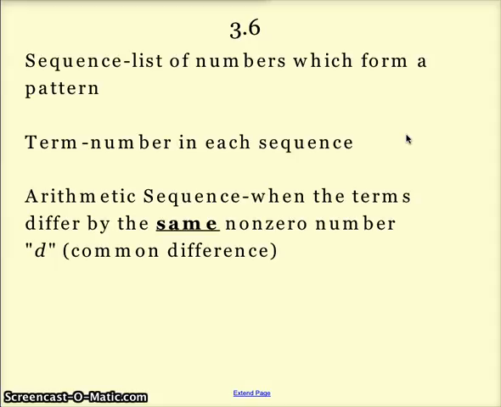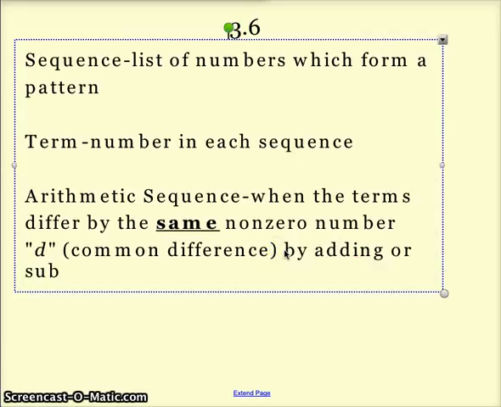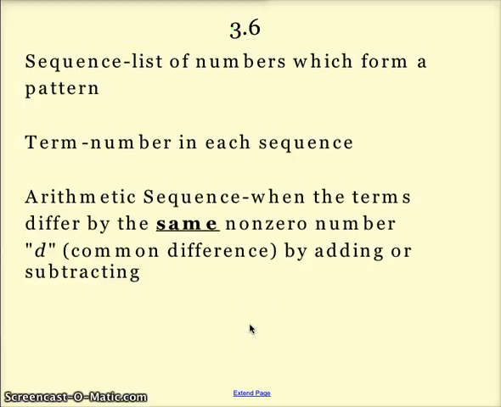This is when the term differs by the same non-zero number, which we call d, the common difference. What you have to make sure is that the common difference is by adding or subtracting. So please highlight this, because if it multiplies consistently by the same number, that is not called an arithmetic sequence. It must be adding or subtracting by the same common difference, d.